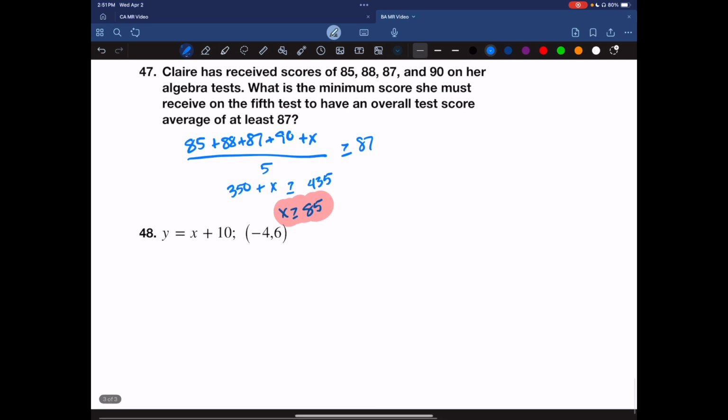All right, on 48, you see the negative 4 and the 6 in parentheses. If you see something like this, this is asking you to plug it in. This is an ordered pair. Plug in the ordered pair, see if it actually works. All ordered pairs are written xy. So you've got 6 is equal to negative 4 plus 10. And then you're seeing if one side equals the other. That's how you check to see if it's a solution. Negative 4 plus 10 is 6. So this works. So that means, yes, it is a solution.